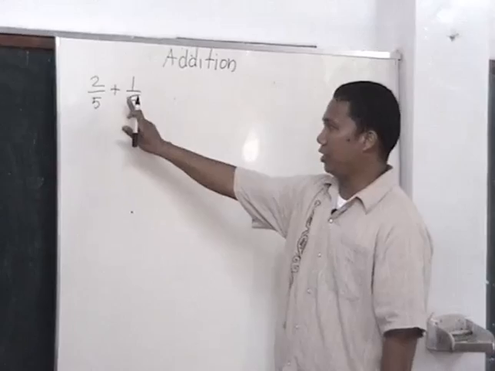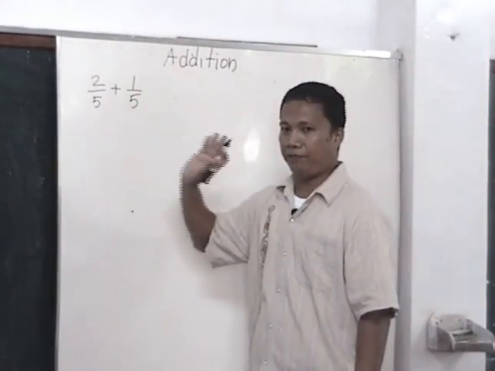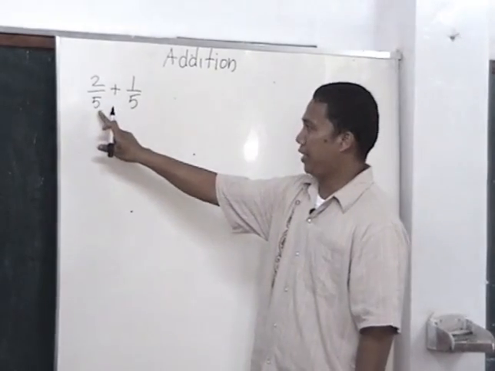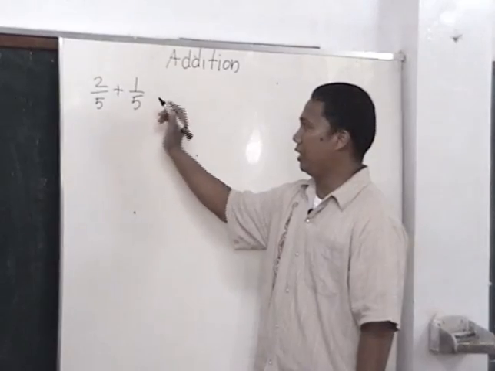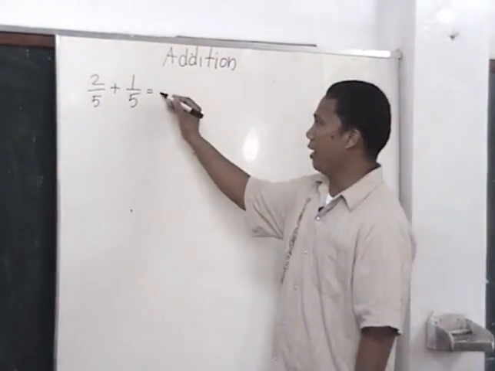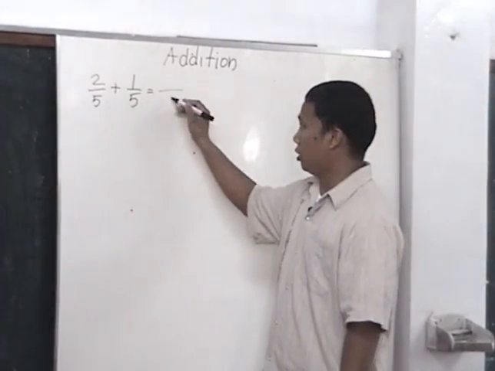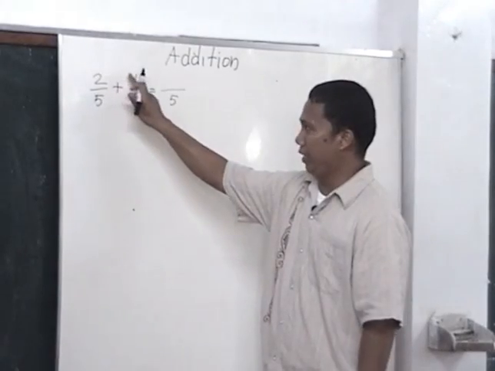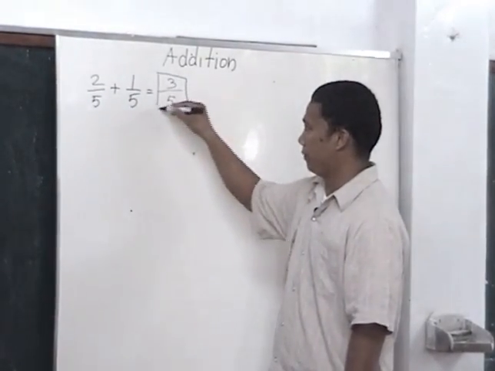So the process is addition, but you can see in the given values that they both have the same denominator. So in addition of fractions, you have to copy the denominator. So this is 5, and add the numerators. So we have 3. So the final answer will be 3 fifths.